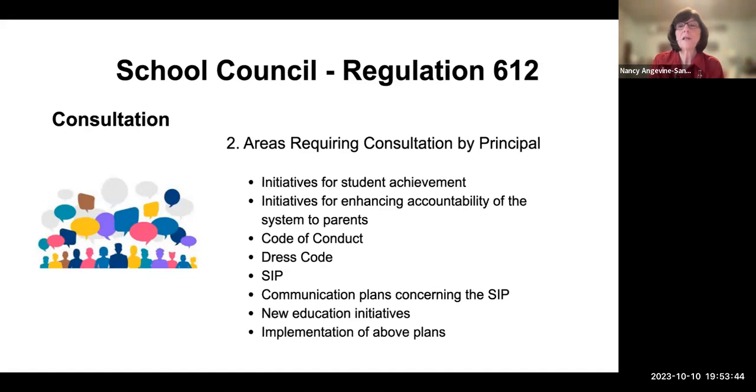Now, Regulation 612 says that there are certain areas where the principal is required to consult with you. So that's initiatives around student achievement, initiatives on making the system accountable to parents, usually that, but think how to communicate, how to get information out. They must consult with you about the code of conduct, dress code. They must consult with you about the school improvement plan. And we are going to talk about that in much more detail in one of the future modules. They must consult with you about communication plans concerning the SIP and any education initiatives or implementation of any of the plans that you see above. That is required by Regulation 612.